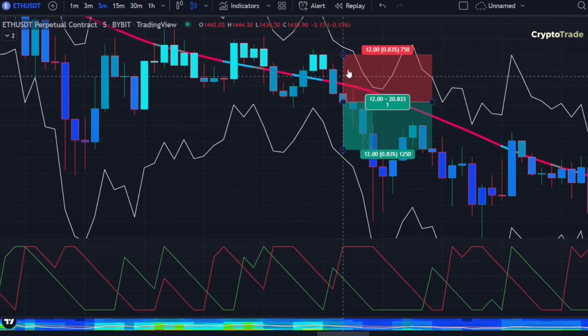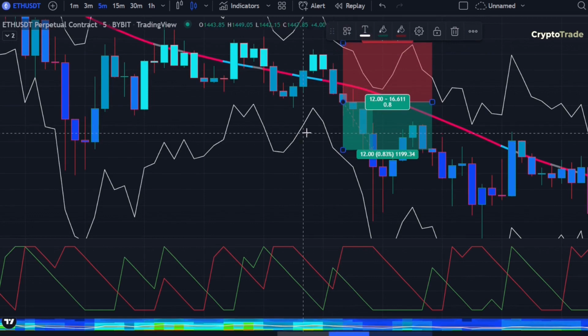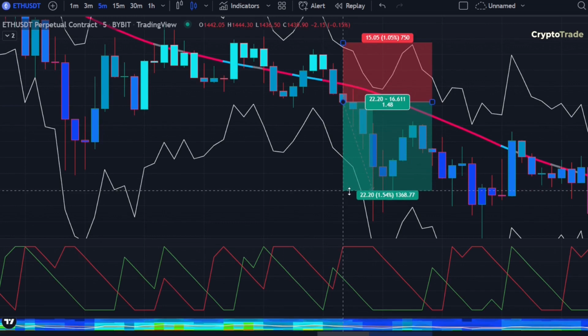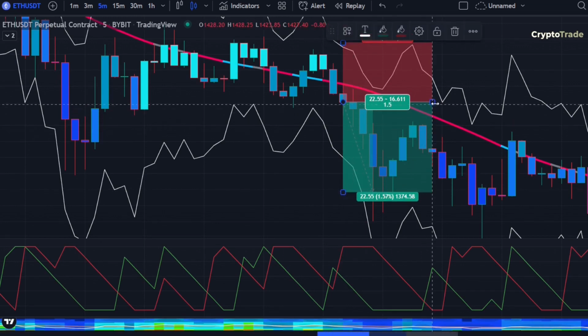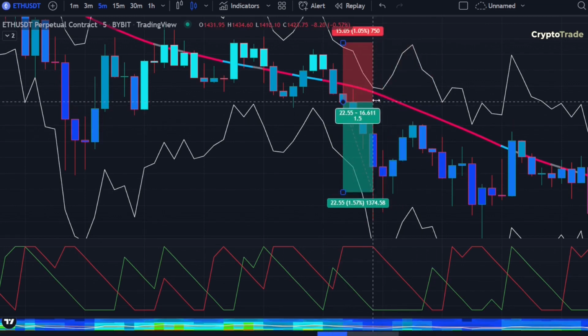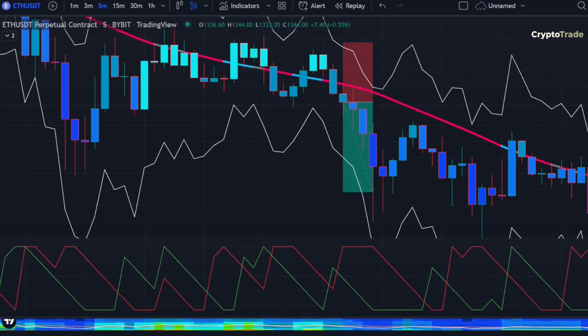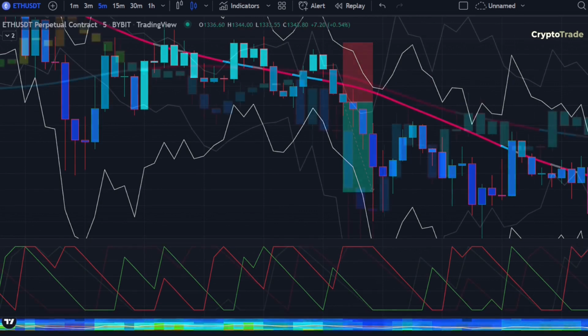Place the stop loss above the higher gray ATR line provided by the SSL HYBRID indicator. The risk-to-reward ratio will be set to 1 to 1.5. The market has reached the target and the trade has been successfully closed with profit. Let's look for the next trade.